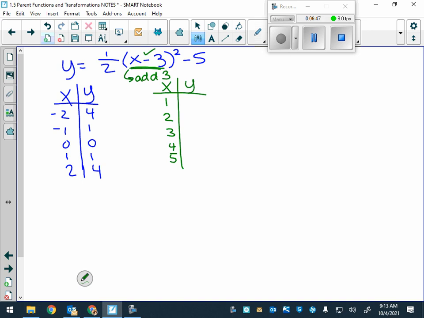Now, since I have 1/2, I have to do this first. I have to multiply my original Y's by 1/2. So what's 4 times 1/2? 1 times 1/2. 0. And don't I have the same values on this side as well? Yes. Okay, so I multiplied my original Y's by 1/2.